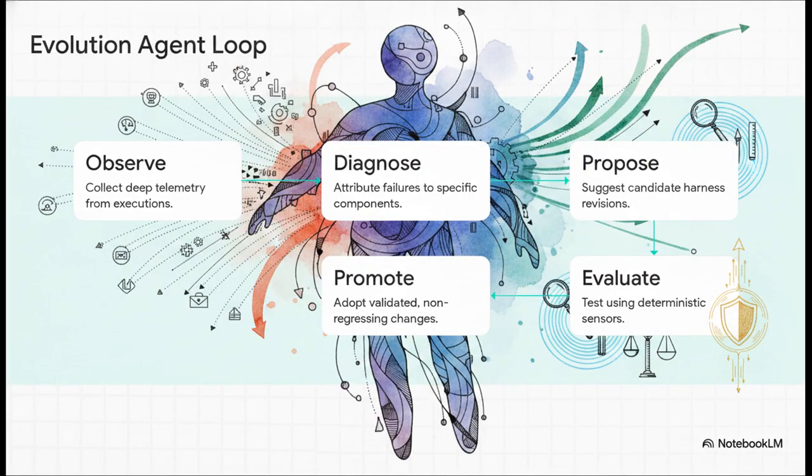So how does this actually run in practice? Well, an overarching evolution agent executes a very strict 5-step deterministic loop. 1. It observes deep telemetry from executions. 2. It diagnoses failures by attributing them to specific harness components. 3. It proposes candidate revisions. 4. It evaluates those revisions using deterministic sensors on held-out tasks. And 5. It promotes only the mutations that demonstrably improve reliability without regressing on any previously solved cases.